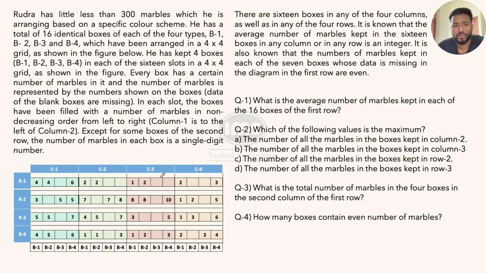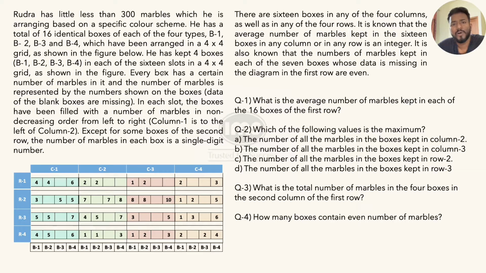So this is 1, 2, 3, 4. 1, 2, 3 and 4. So there are a total of 16 slots he's talking about. And in each of these 16 slots, he has placed 4 boxes, one of each type B1, B2, B3 and B4. So in the C1 column and R1 row, he has placed all these 4 boxes, one of B1, one of B2, one of B3 and one of B4 type. So he has done this for all these 64 boxes that he had with him. Right, this is what is said till this particular point.